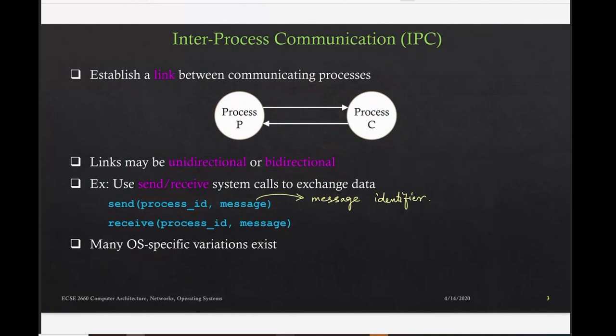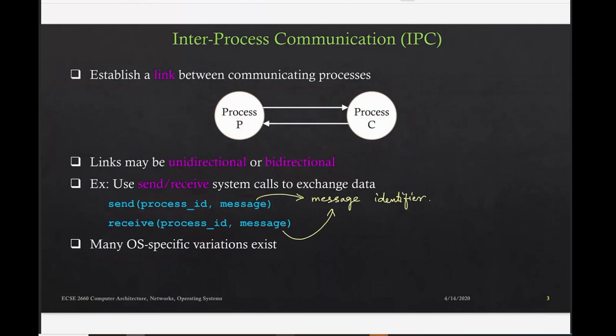And suppose you wanted to receive a message from a particular process, then you say receive, the process ID of the process that you want to get the message from, and another message identifier where you want that message to actually get written to. You point it to a message identifier. So send and receive primitives can be used to exchange data, and we'll see some examples of this. And as I said, many OS-specific variations exist for these system calls.